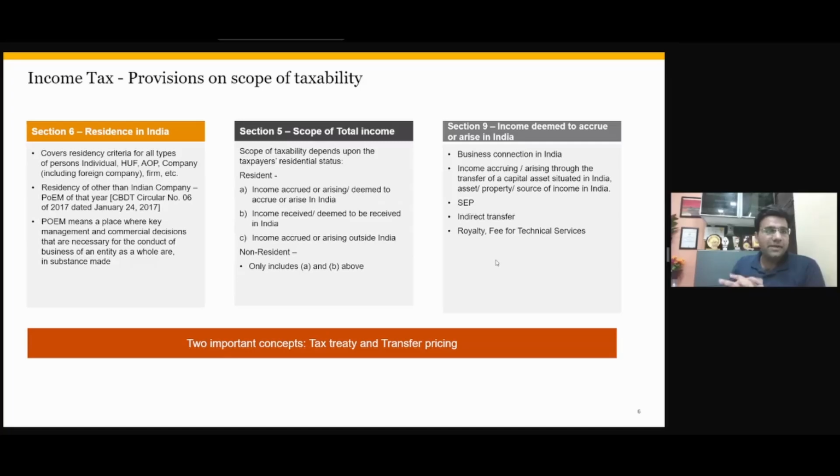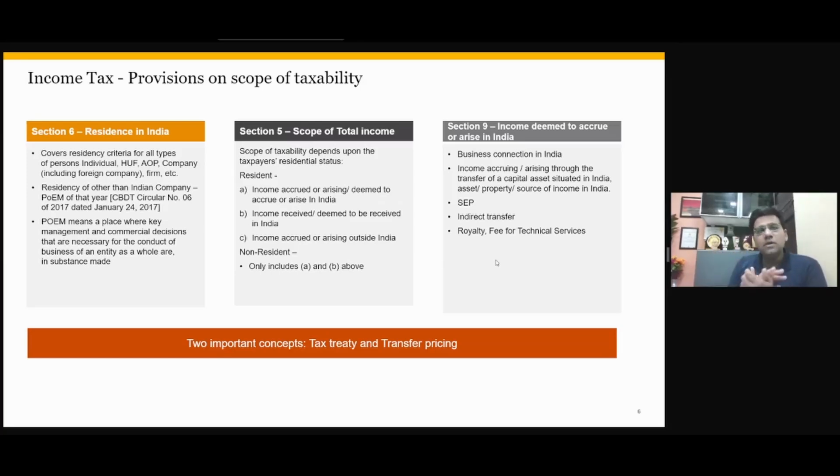Here, an important aspect is the place of effective management, which is relevant in the context of a company. So again, this is a concept which tries to attract even foreign companies within the ambit of residency for Indian tax purposes. And the guiding principle of place of effective management, or POEM as we usually call it, is that it says leave apart the actual place of registration, leave apart where the directors are based, leave apart where the employees are based. It says focus on the place where key management and commercial decisions are taken.